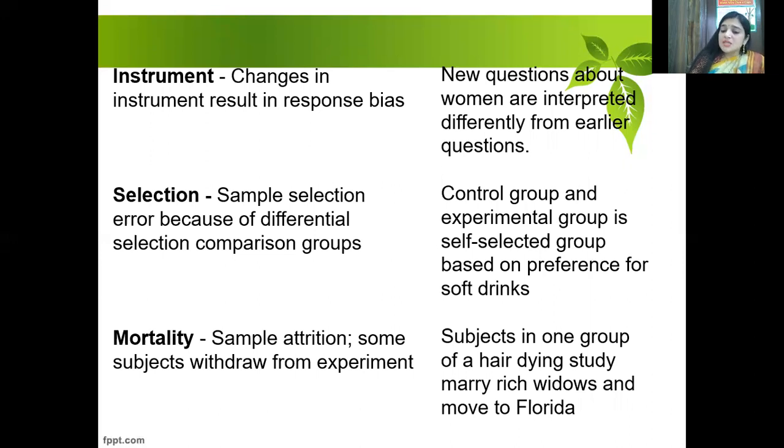For example, subjects in one group of a hair dyeing study marry rich widows and move to Florida. Yes, the person might move to another place, and that is actually not related to the study, but it happens.